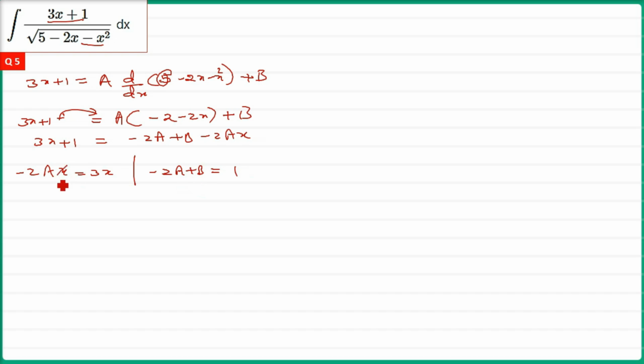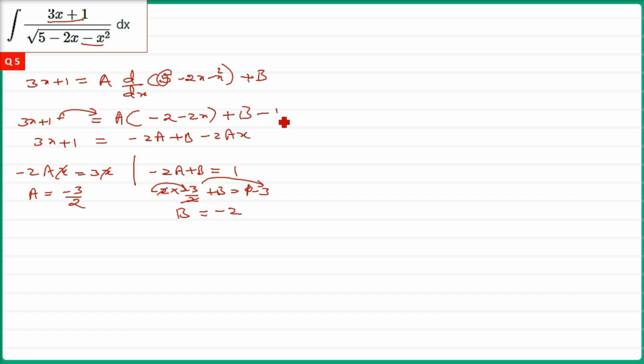From the first equation we got A equals negative 3 by 2, and if you put this A equals negative 3 by 2 here, negative 2 into negative 3 by 2 plus B is equal to 1. So this gets cancelled: you have 1 on the right, and the negatives cancel, giving 3 on the left. So 1 minus 3 will be negative 2. So we have this A and B now.